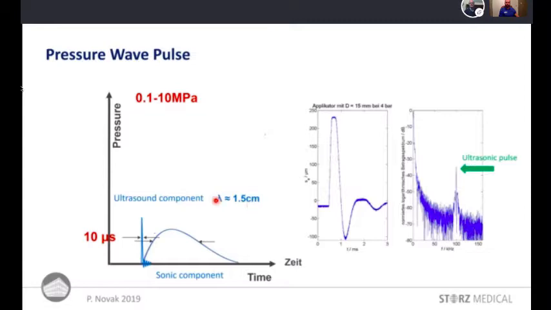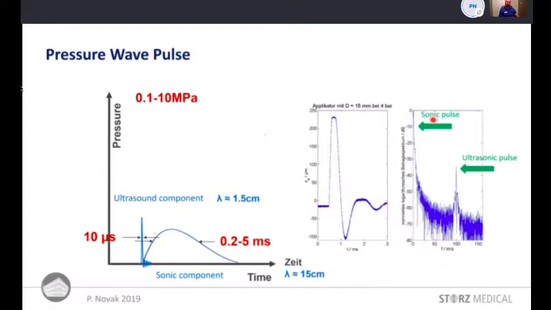It means that these pressure waves basically cannot be focused, because in order to have the possibility to be focused, the source of these waves must be much larger than the wavelengths. And here we have wavelengths which are comparable to the size of the source. The transmitters are in the range of 1 to 2 centimeters.